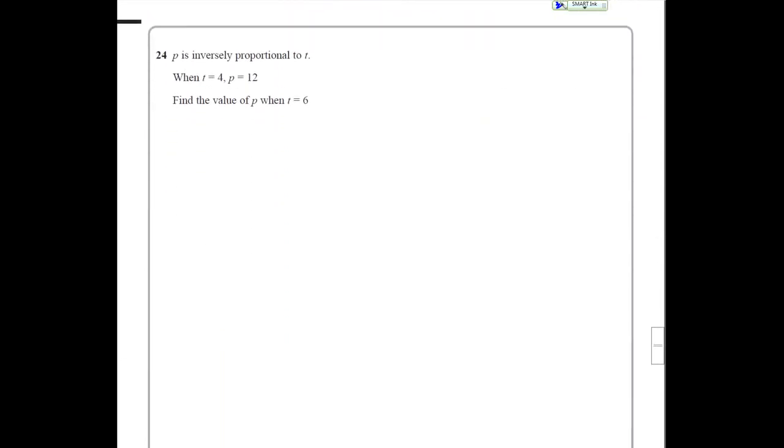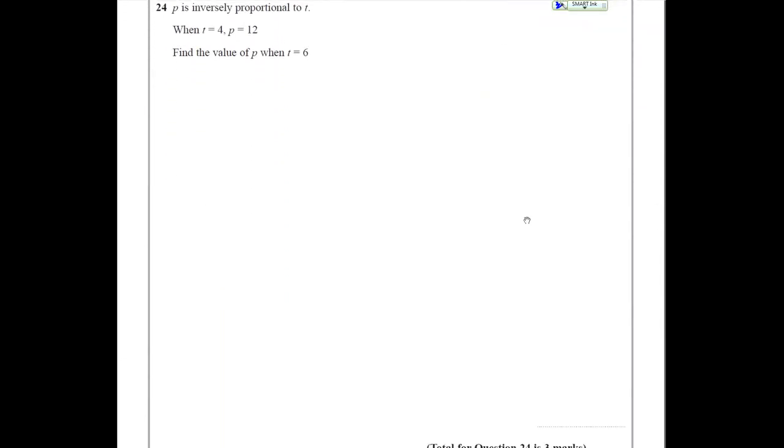Question 24. P is inversely proportional to T. When T equals 4, P equals 12. Find the value of P when T equals 6. Last time I did one of these questions on YouTube for you, I made a mistake because I didn't reread the question after I finished, and I didn't do the final bit. So let's focus on this one to not make the same mistake again.